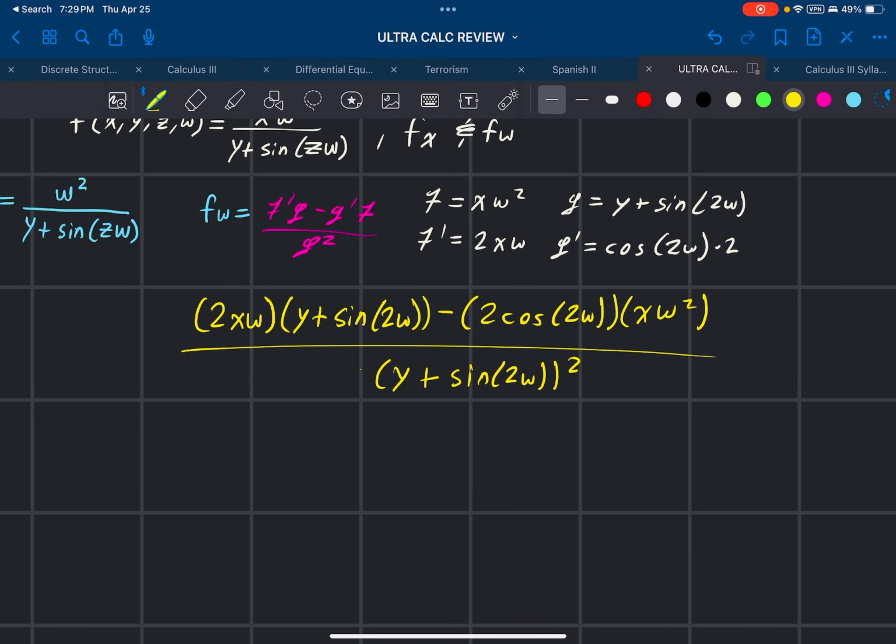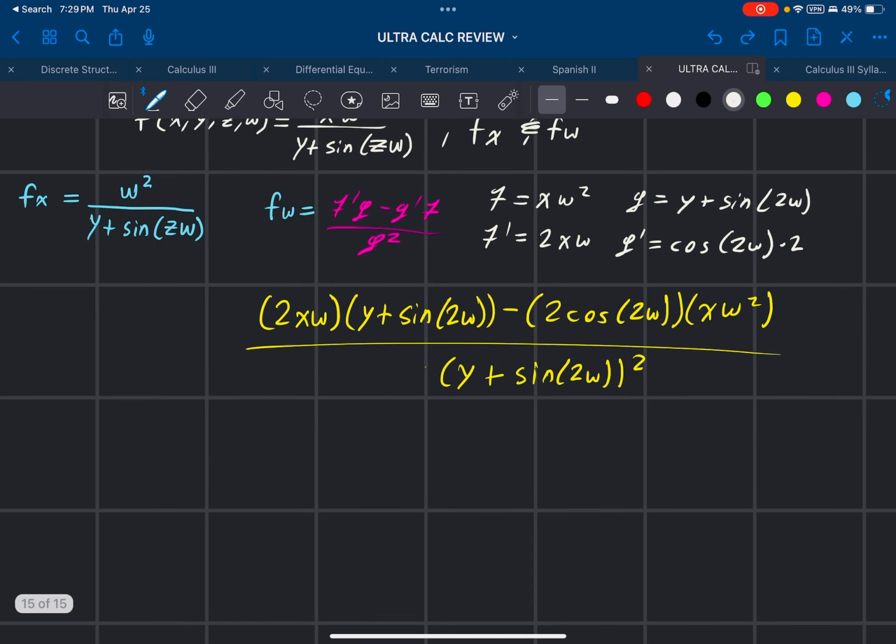Now, you may be thinking, should I go ahead and cancel one of these out? Don't do that. Just leave the denominator alone. Okay.